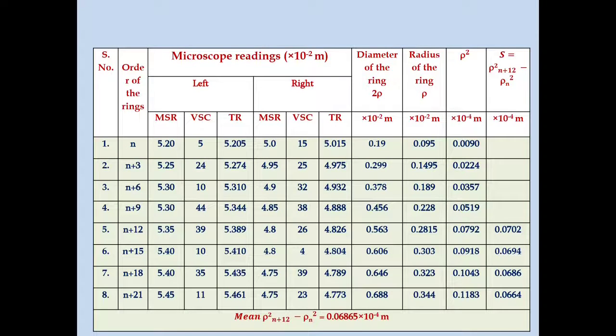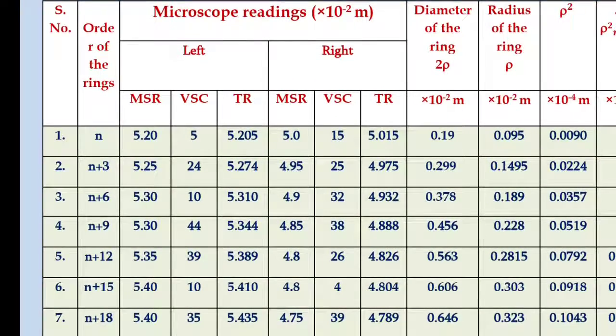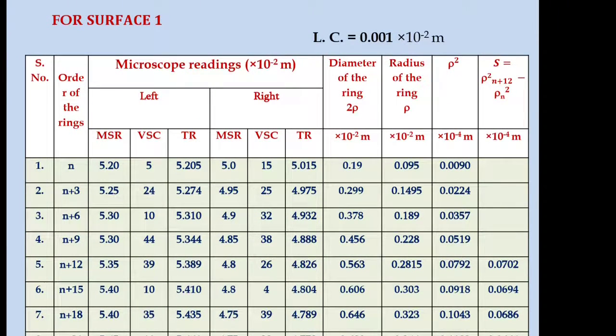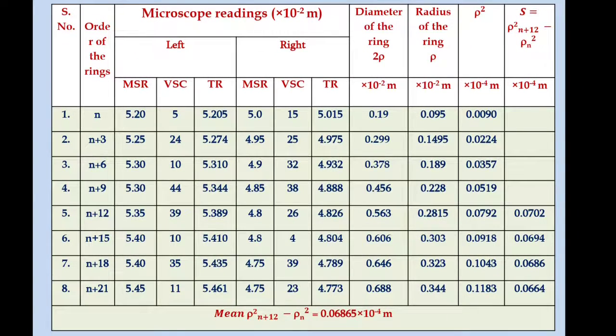Okay, now let us find the radius of curvature for surface 1 of the given convex lens. How to calculate the radius of curvature of a convex lens by forming Newton's rings is explained in my previous video. Anyway, I will explain it again here.